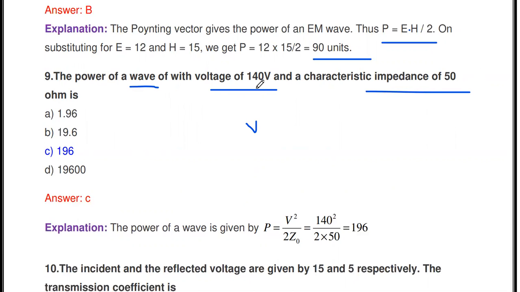Okay, so what is the value of V? 140. So 140 squared divided by 2 into the Z0, which is 50. So you just calculate. So the answer is 196. Okay, this is the answer.